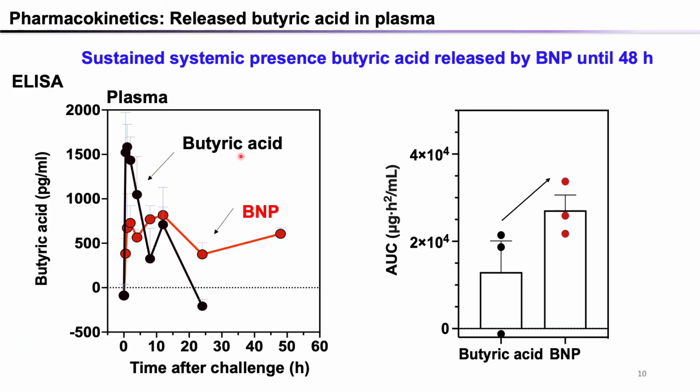Released butyric acid in the blood was detected by ELISA. As you can see here, in the low molecular weight treated group butyric acid was released rapidly in the blood and decreased within 24 hours, whereas our nanoparticle showed much more sustained release until 48 hours. Area under curve of our nanoparticle was also higher compared to the low molecular weight butyric acid group.